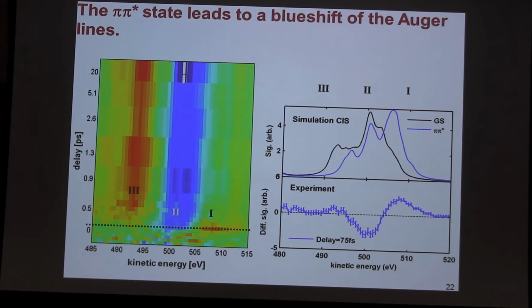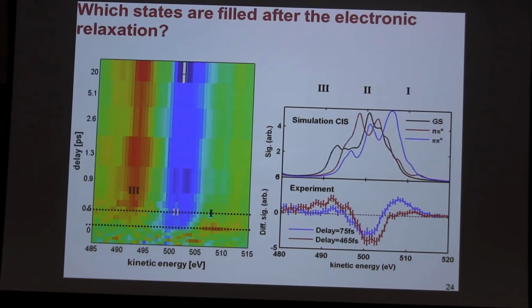And the most important thing in this experiment is this trace decays with a 200 femtosecond time constant. That means we're out of the pi star state after 200 femtoseconds. Where do we go? A little bit later, it seems that region number 1 is flat, but now we have a reverse trend. We have positive signal in region number 3 and negative signal in region number 2. We'll try to find out what that is.